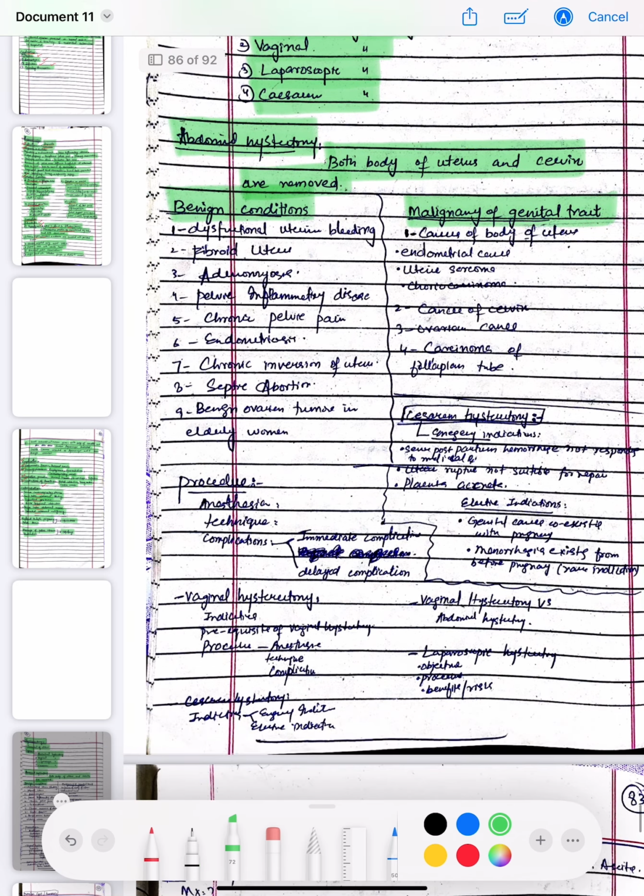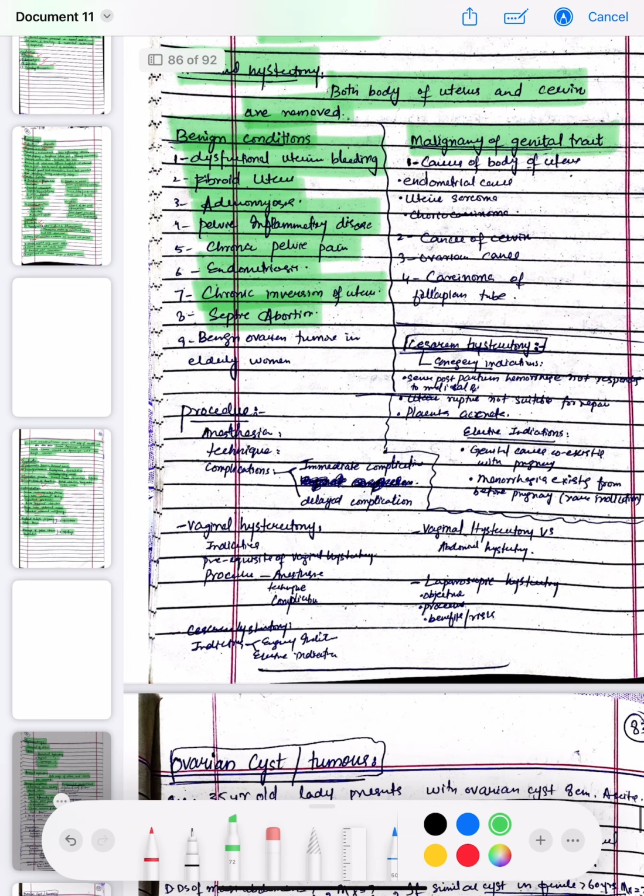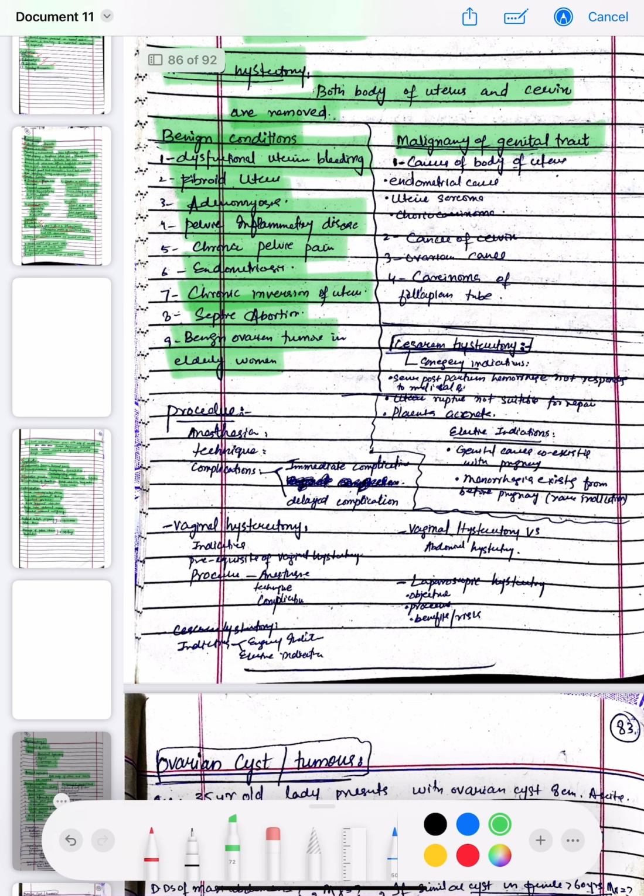The benign conditions are dysfunctional uterine bleeding, fibroid uterus, adenomyosis, pelvic inflammatory diseases, chronic pelvic pain, endometriosis, chronic inversion of the uterus, septic abortion, and benign ovarian tumor in elderly women. Now, the malignancies of the genital tract are those of the body of the uterus, endometrial cancer, uterine sarcoma, choriocarcinoma, cancer of the cervix, ovarian cancer, and carcinoma of the fallopian tubes.